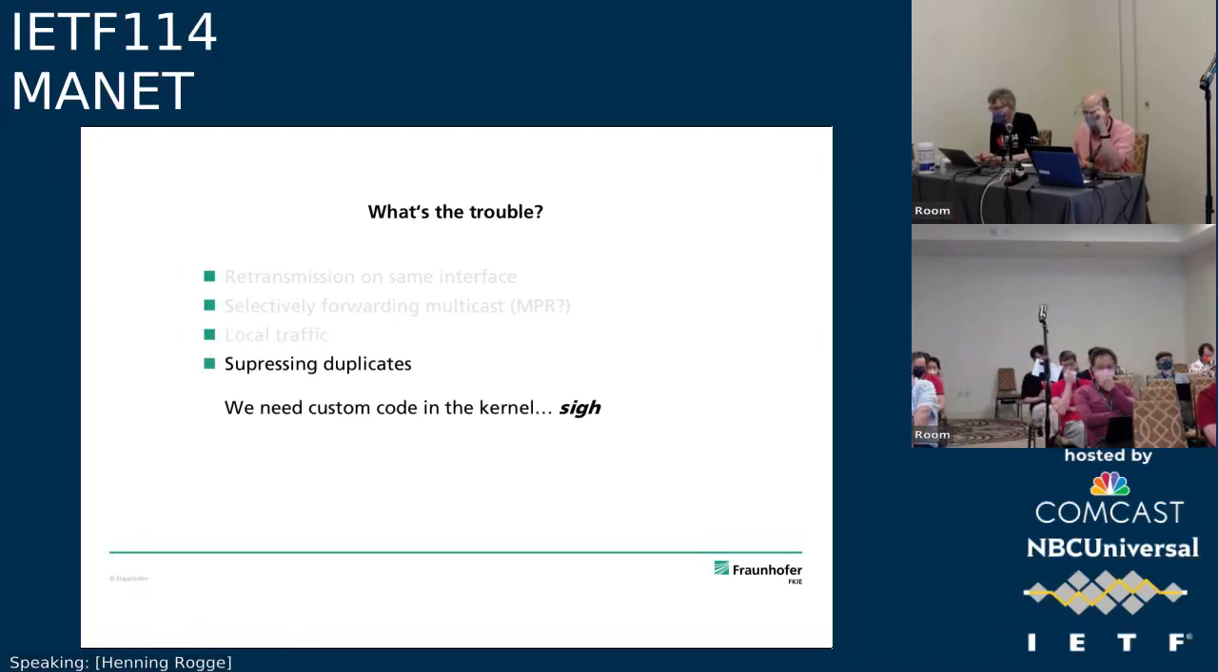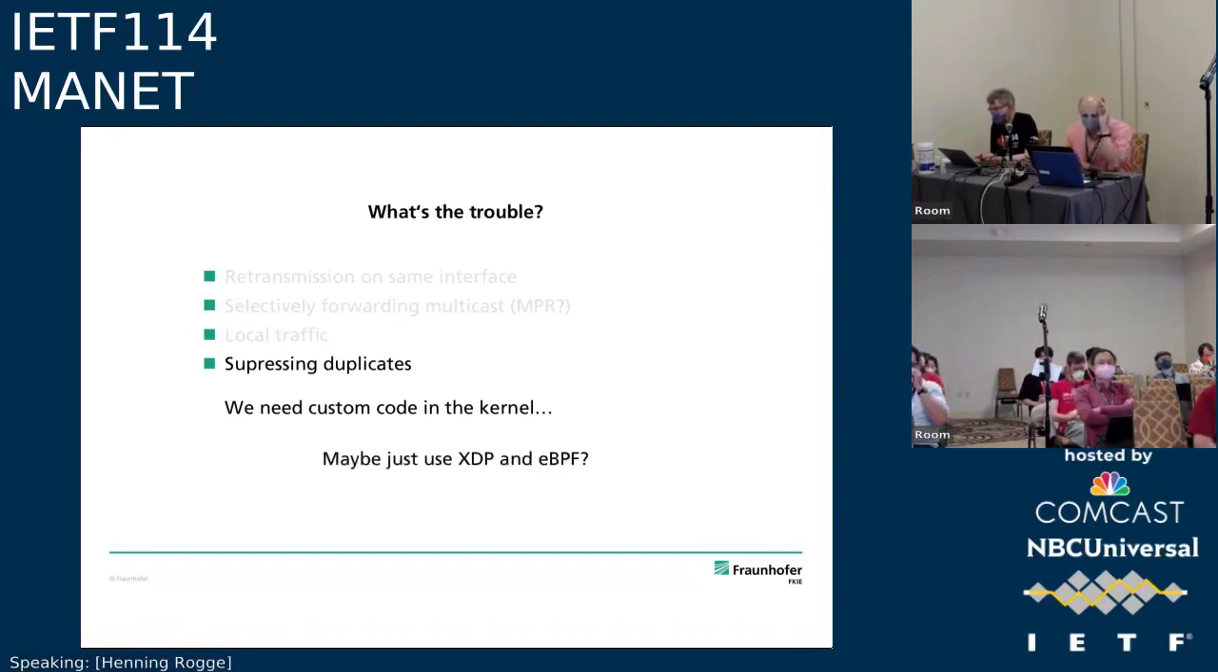Suppressing duplicates. Because of radio transmissions and this non-transitivity, we often get the same packet multiple times because it's transmitted from multiple neighbors, and we need to filter this out. So we need custom code in the kernel, and nobody likes to write or even maintain a Linux kernel module. This is hard work, really hard work. So, what can we do?